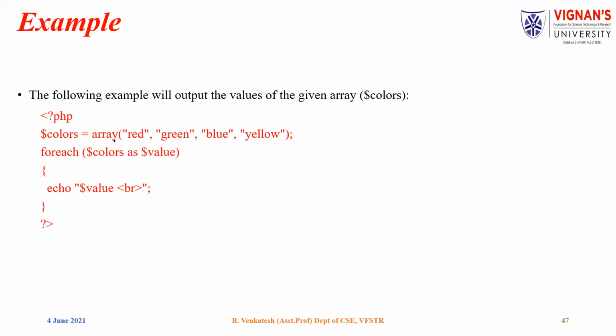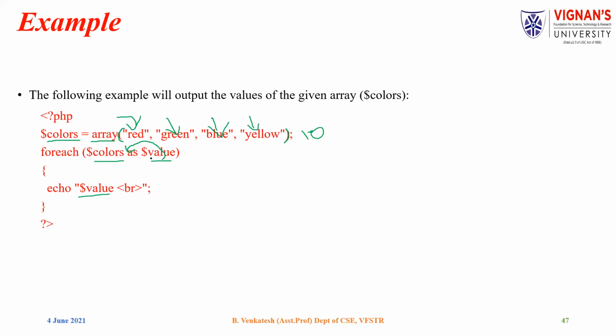If you want to create an array, we have to use the keyword array with parentheses. Inside the parentheses, we give the values of the array, okay. And this is the array name. Now, color as value means each color is taken as a value, okay. That means it is going to give red, green, blue, yellow. It will keep on executing for each element of the array. When the array ends, the loop ends, okay. So for each, the value is going to be printed.